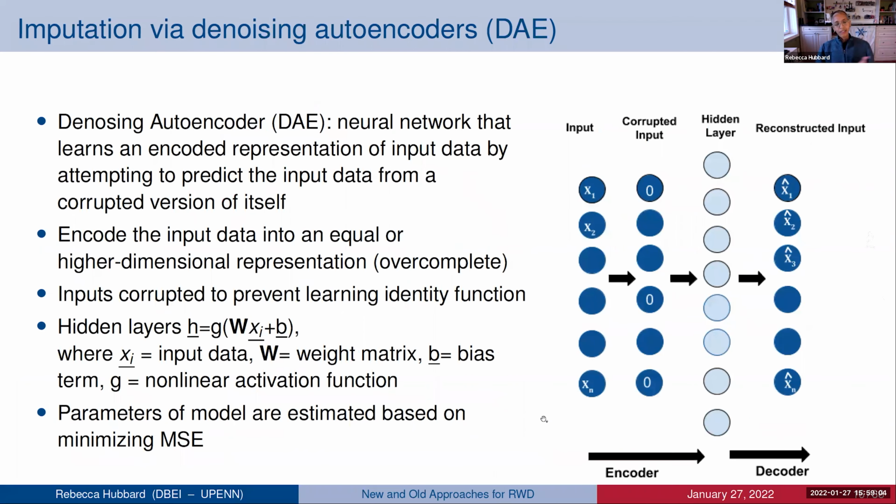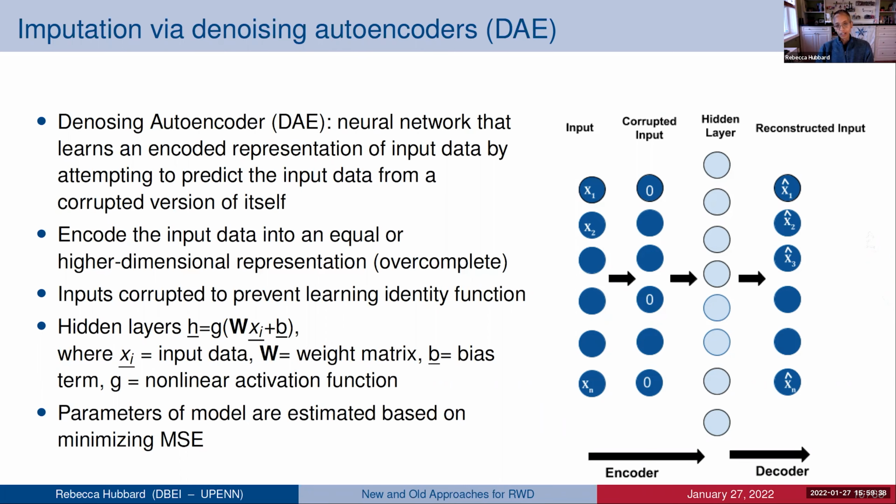The second and even newer approach that we took a look at was imputation via denoising autoencoders. A denoising autoencoder is a neural network that attempts to predict the features from themselves. So the inputs into the autoencoder will be the features themselves. We'll then introduce some corruption and attempt to predict the original uncorrupted features from themselves.